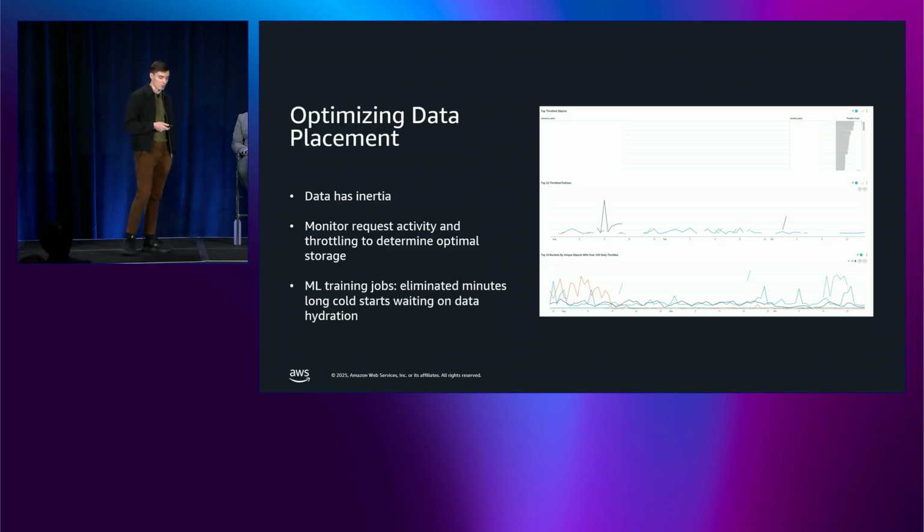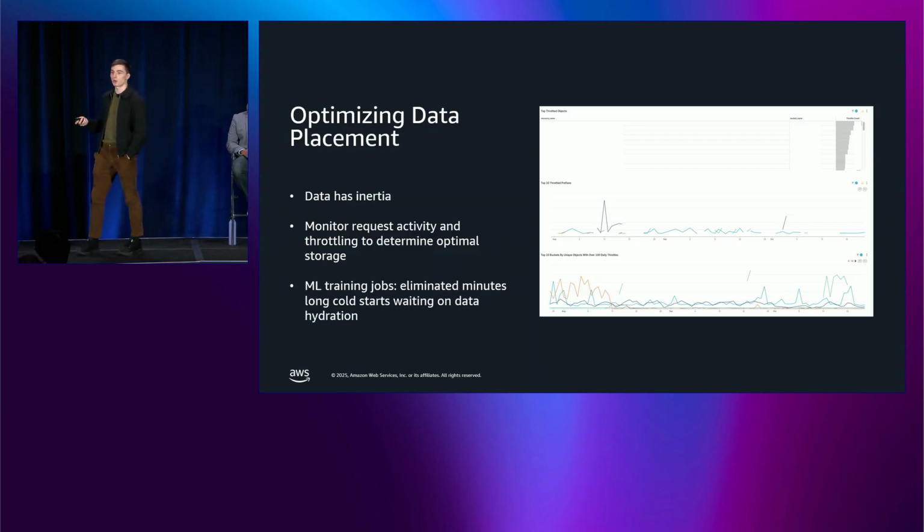And we saw that with our ML training jobs. When we were first launching our ML training platform, we saw these jobs have really long cold starts, and that correlated to idle GPUs. What was happening is S3 was throttling them as they were trying to hydrate data. And so in this effort to save a little bit of money on storage, we ended up spending a lot more money on idle GPUs.